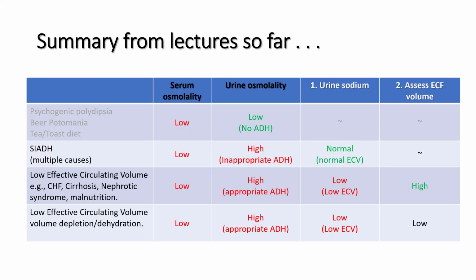To summarize, high urine osmolality is suggestive of a high ADH state, and we divide it into appropriate and inappropriate, and we do it by checking urine sodium, which differentiates inappropriate versus appropriate, and then you assess the ECF volume, which will differentiate between hypervolemic and hypovolemic hyponatremia.